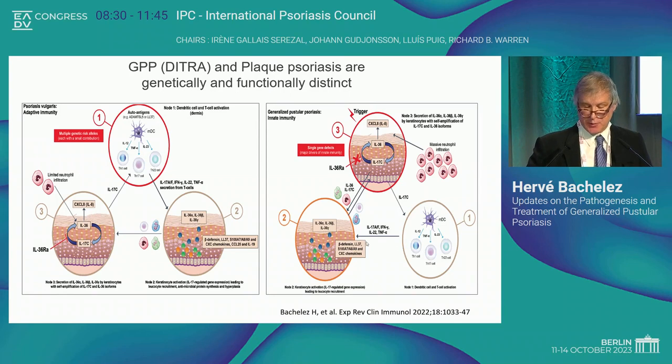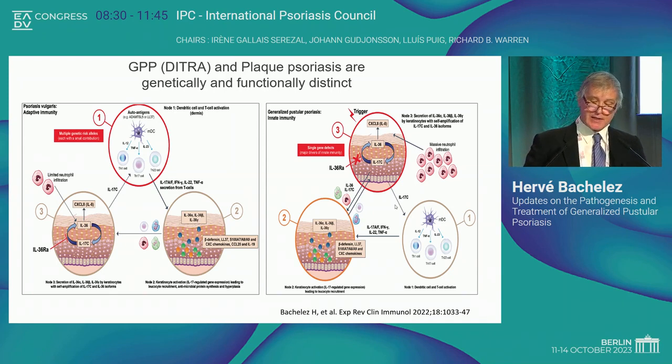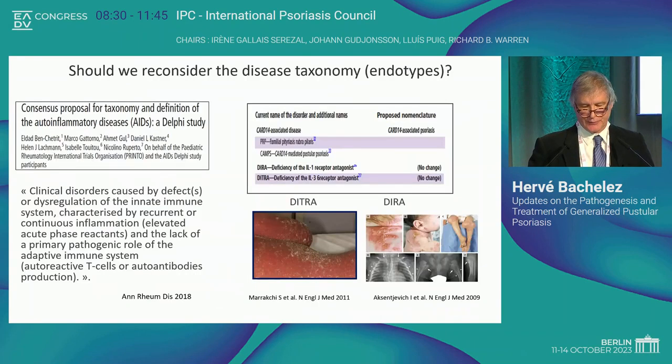This was brilliantly exposed by Johann Gudjonsson. But this sort of hermetic separation between the two diseases is contradicted by the epidemiological facts that roughly 40 to 50% of the patients with GPP have concomitant psoriasis vulgaris. So that's clear. And IL-36RN mutations are not driving this association. So there should be another player.